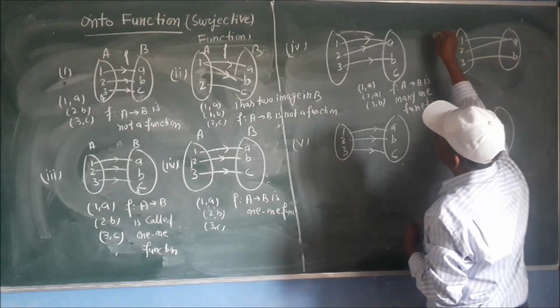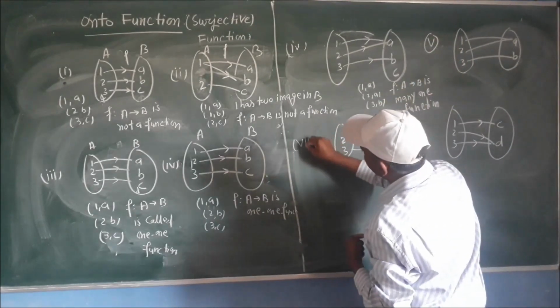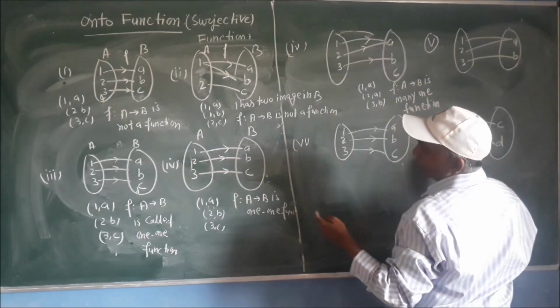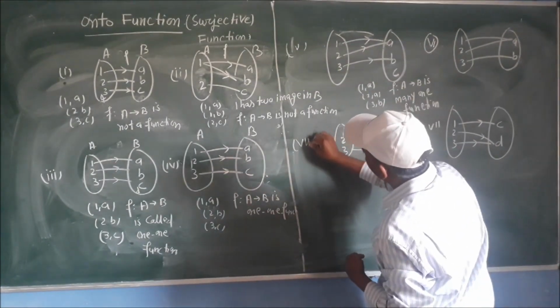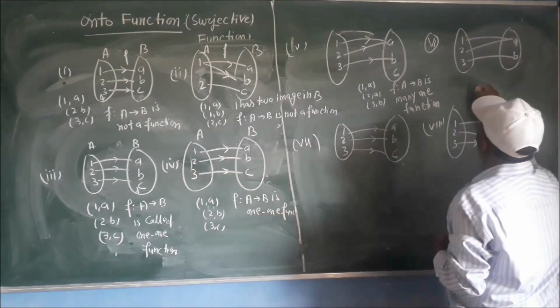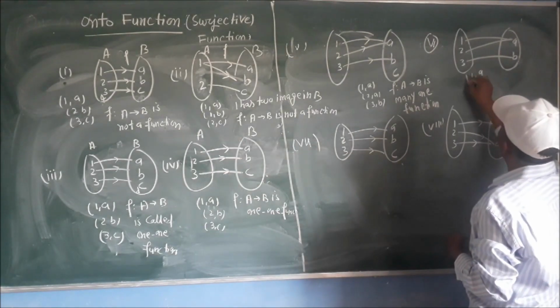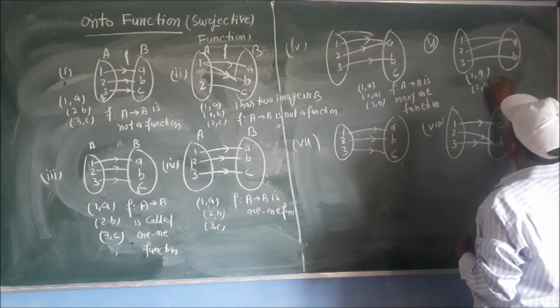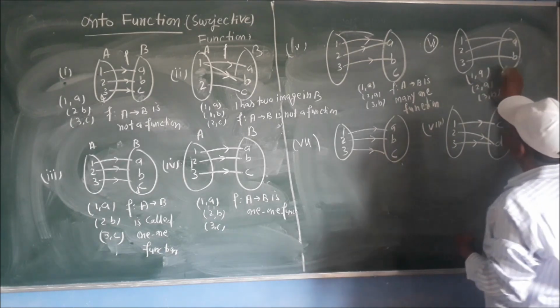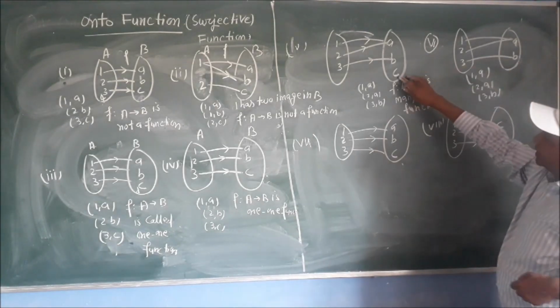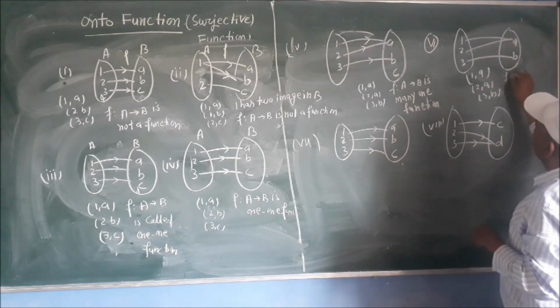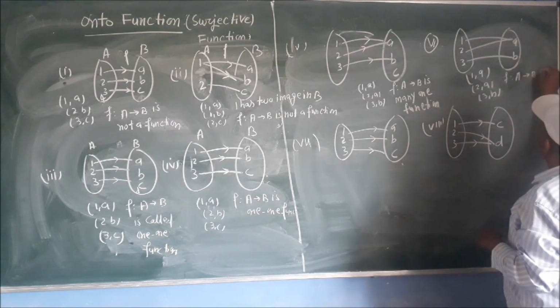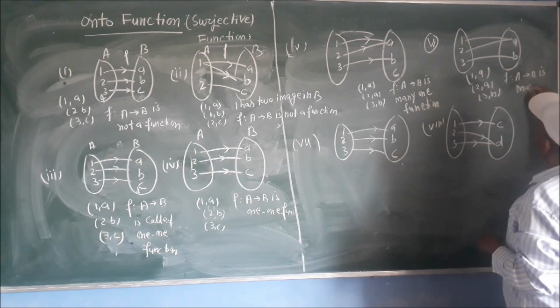In this example, this is your example number 5, this is your 6, and this is your 7, and this is your 8. In example number 6, 1 has 1, 2 has A and 3 has B. But watch here, what is the difference between these two? Here is an element C which has no pre-image, but here there is no such element. So this is also an example where f from A to B is a many-one function.